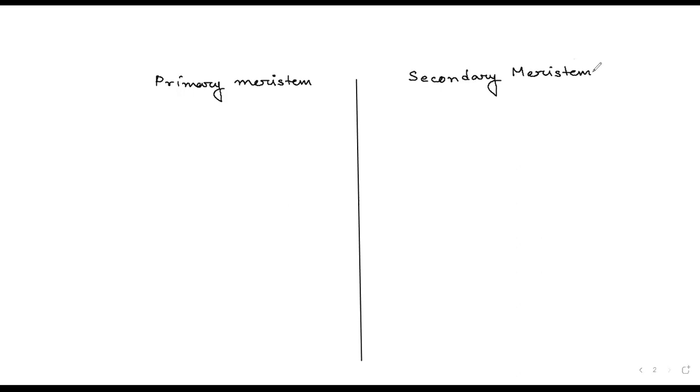Okay, so can you people suggest any difference? At least one. Ma'am, primary meristem is for primary growth. Okay, that though we will come. I'm talking about the origin first. So the first point that we will write is: originates from promeristem, isn't it?